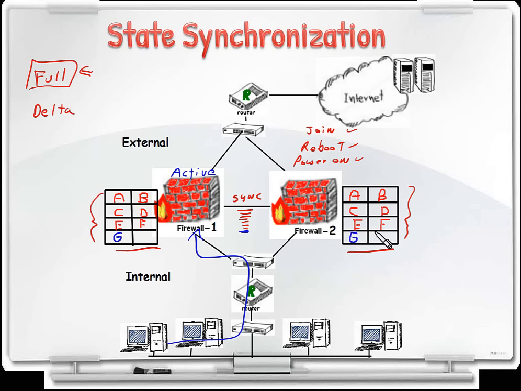This is what we call the delta sync. The delta sync is individual connections being synced. And again, we have another connection coming in to the active machine. The active machine processes that connection. It syncs it using the delta sync. Now the member knows about that active connection.